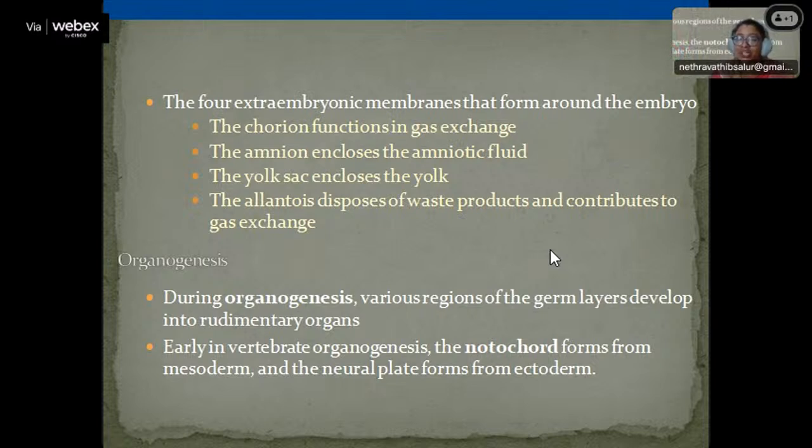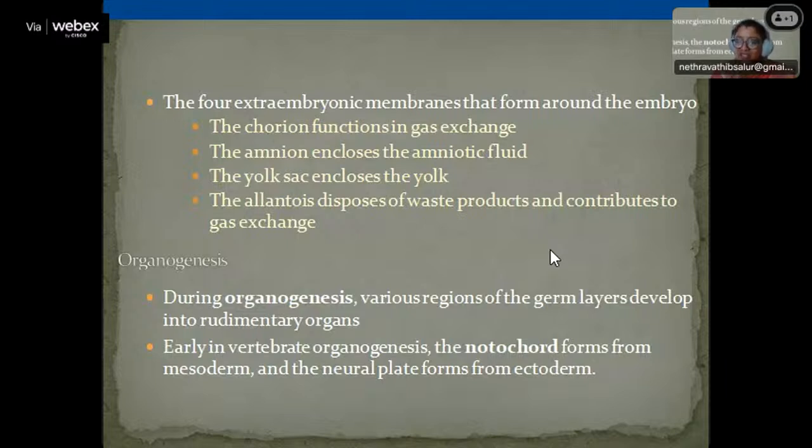After implantation, the extra embryonic membranes are going to be formed around the egg to protect the egg. Now, what are those extra embryonic membranes? Let's see that. You have the chorion, which helps in exchange of gases. You have the amnion, which has amniotic fluid, which protects the entire fetus. And then you have the yolk sac, which encloses the yolk. But remember, in case of human, the yolk is absent.